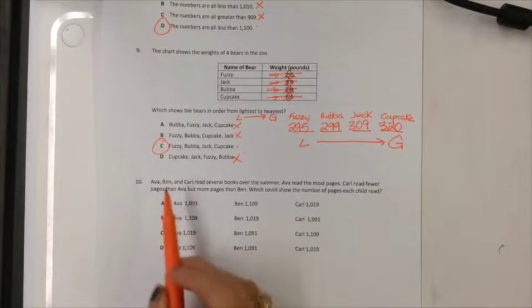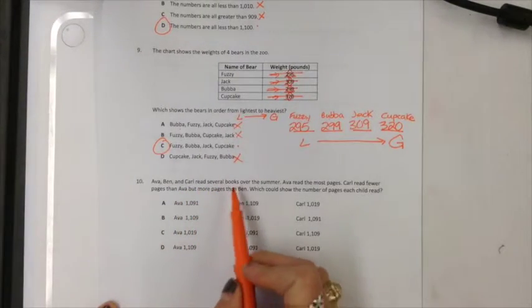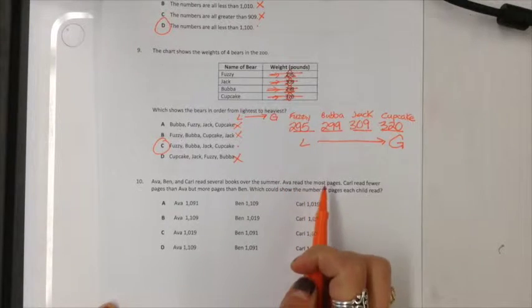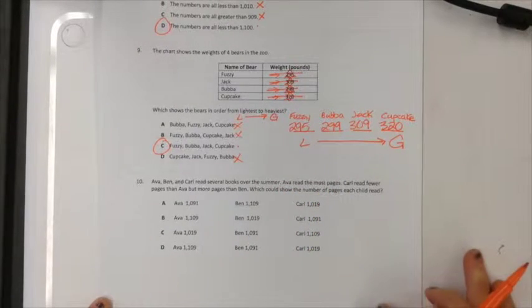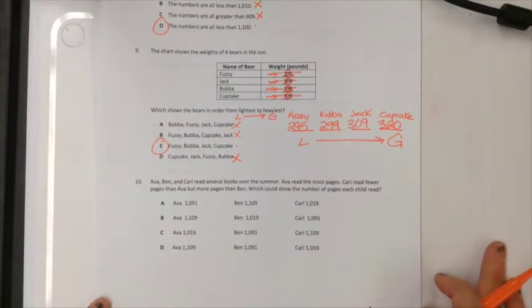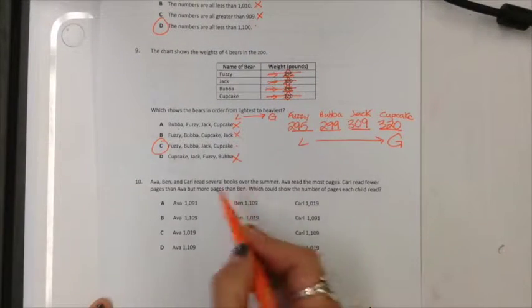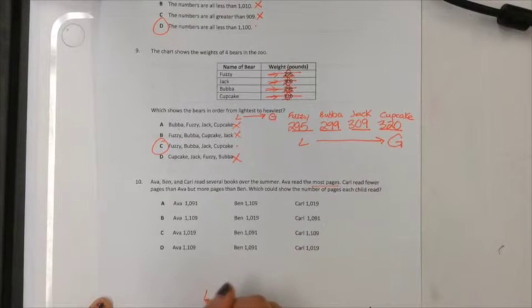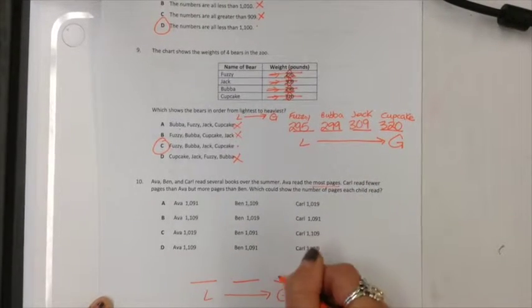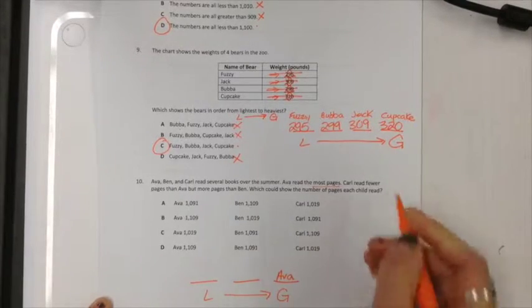Number 10. Ava, Ben, and Carl read several books over the summer. Ava read the most pages. Carl read fewer pages than Ava, but more pages than Ben. Which could show the number of pages each child read? So Ava read the most. If I were ordering these from least to greatest, Ava would have the largest number.